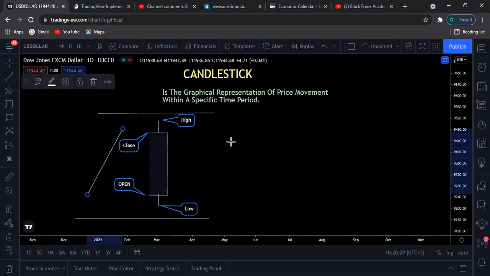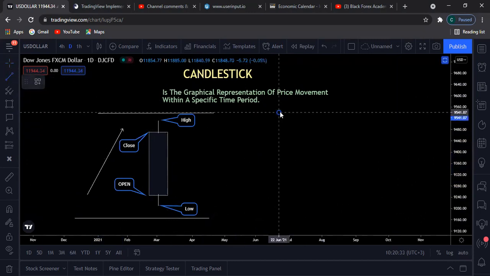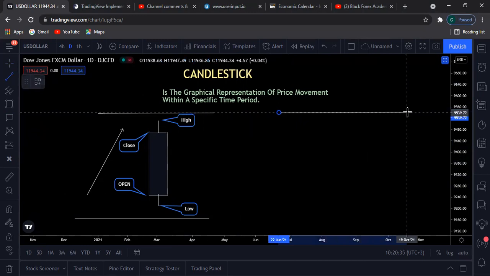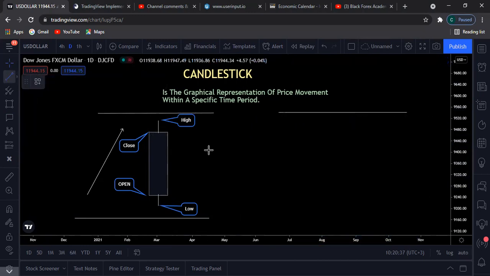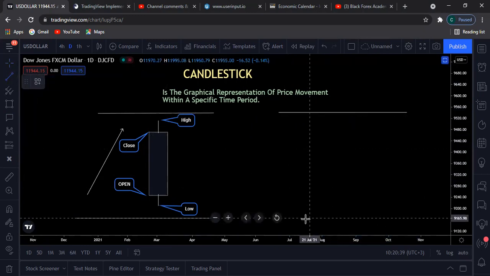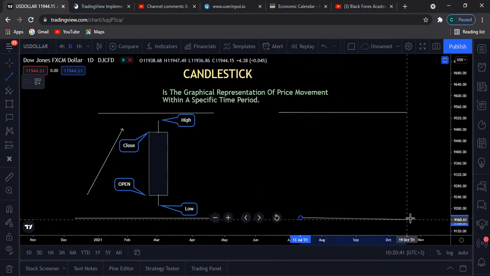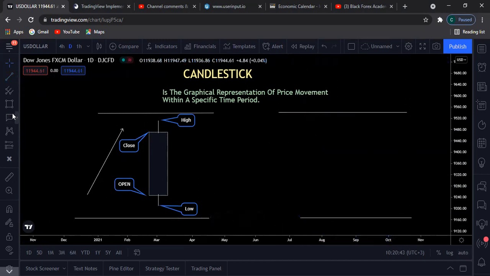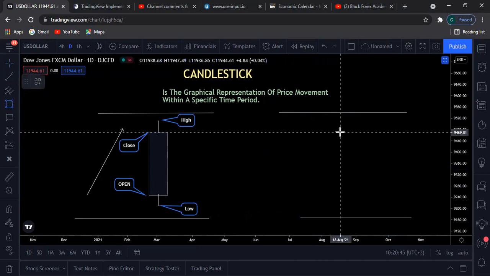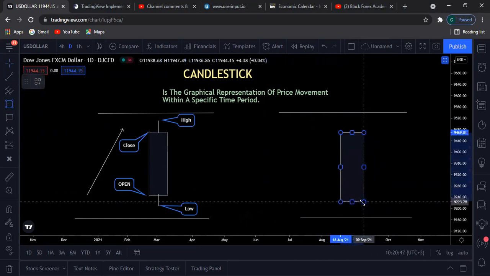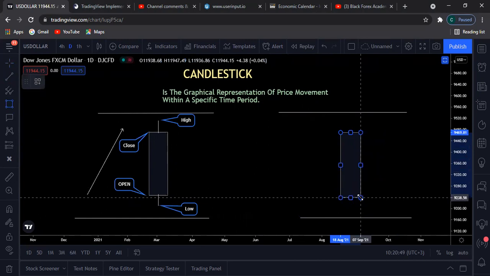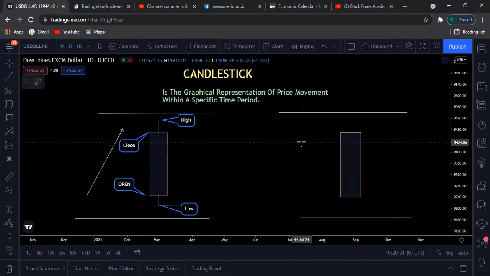Of course, this is a bullish candlestick. Now, let's look at a graphical representation of a bearish movement in the market, or a bearish candlestick, as I might say. So let's put it in perspective right here. That was a bullish candlestick, so this right here will be a bearish one.